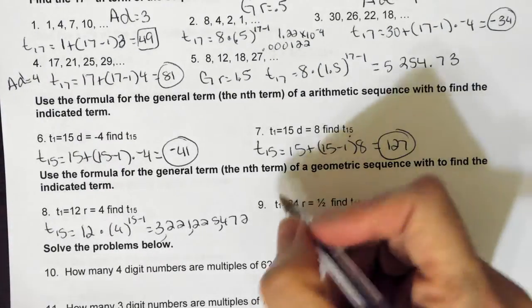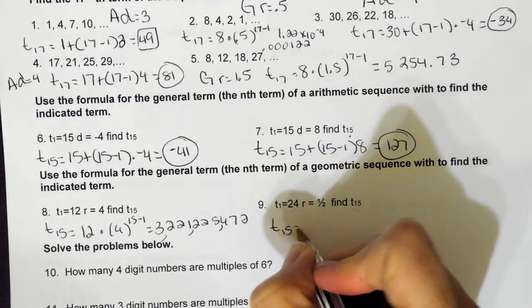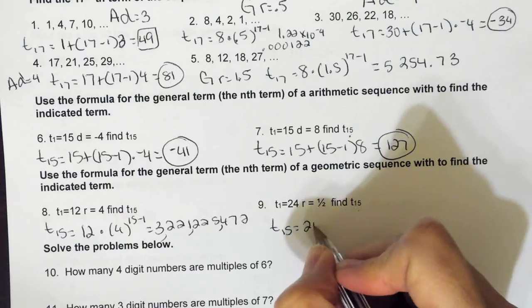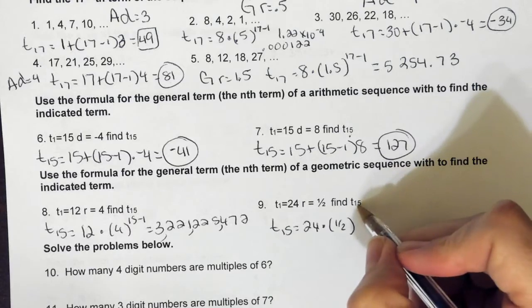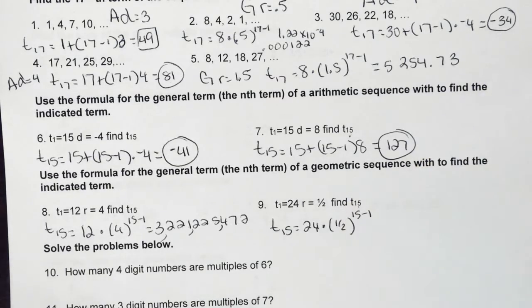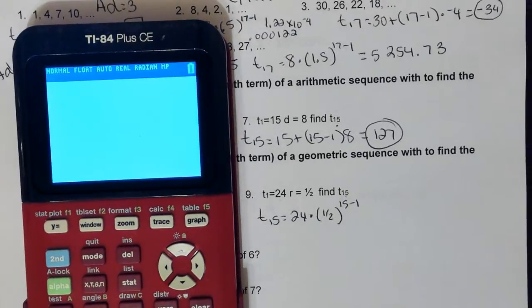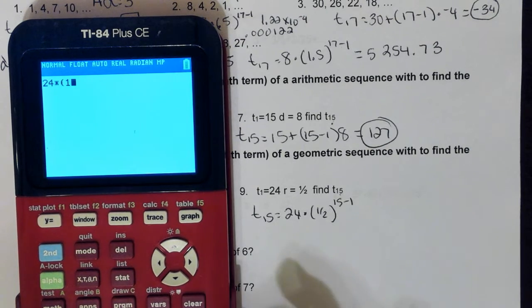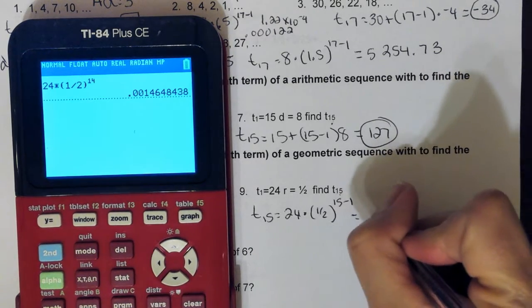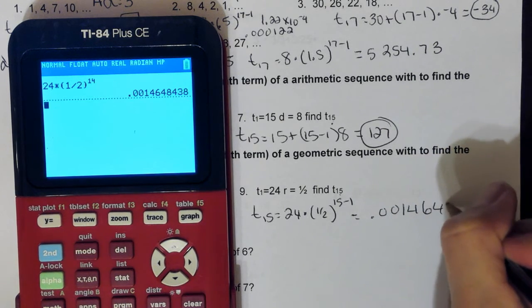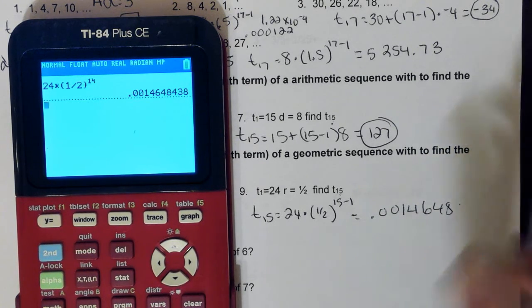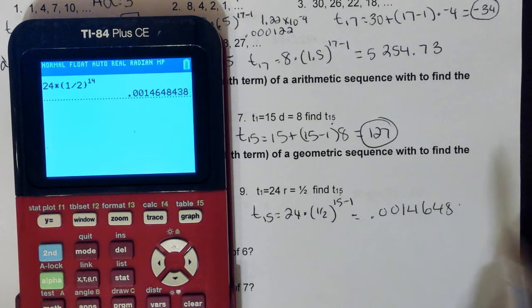So number 9, they want me to find the 15th term again. Remember my formula says I start with my first term, which is 24, times my r, which is 1/2, raised to the n minus 1. 15 is my n, so it's 15 minus 1. So again, we go to our calculator, and I'm going to type in 24 times 1/2 raised to 15 minus 1, which is 14. So 0.0014648438.